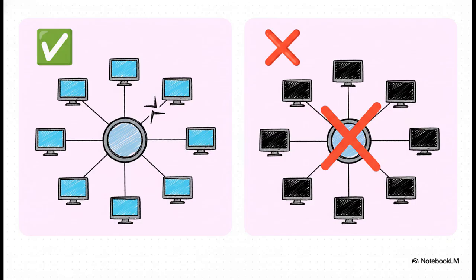Now this one, the Star Topology, is probably what you have at home. All your devices connect to one central box, like your Wi-Fi router. The great thing about this is, if your laptop's connection goes down, your smart TV and phone are totally fine. But it has its own Achilles heel. If that central box dies, the whole network is dead in the water.